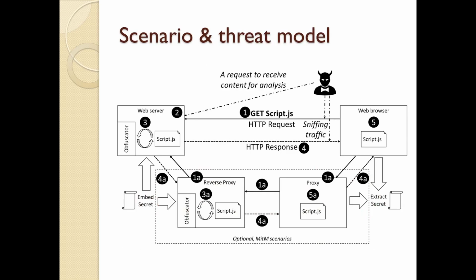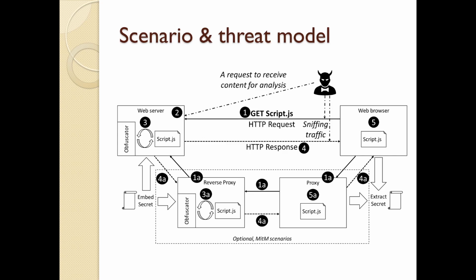Before we go into details, let's review the scenario and threat model. Generally speaking, we have the client-server model. The web browser requests web content from the server, then the web service generates this content, including JavaScript files, which might be obfuscated with the secret message in it. Once the web server prepares the content, it sends it back to the browser, and then the browser has the possibility to extract the secret message.